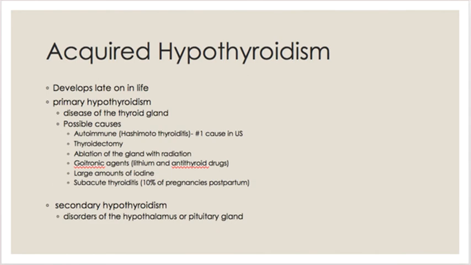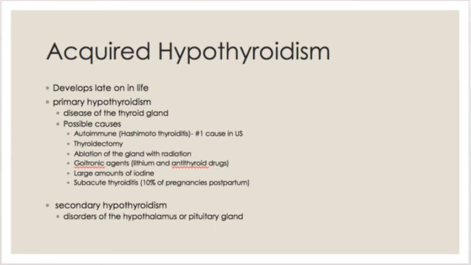Acquired hypothyroidism is going to develop later on in life. And then there's primary versus secondary hypothyroidism. Primary results from disease of the thyroid gland. Some possible causes, it could be autoimmune, such as Hashimoto's thyroiditis. This is the #1 cause in the US. Iodine deficiency is the #1 cause in underdeveloped or developing countries. Another cause is a thyroidectomy or ablation of the gland with radiation.